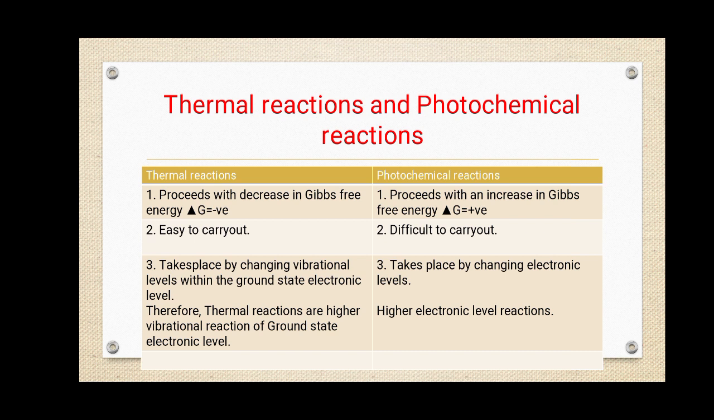So in the first point of thermal reaction, every reaction needs energy, and we have studied from our school level that the energy is related to spontaneous reactions, and here the main point is Gibbs free energy. The thermal reactions proceed with a decrease in Gibbs free energy, that is delta G is negative, that we know already. But what about photochemical reactions? It proceeds with an increase in Gibbs free energy, that is delta G is positive, which is a surprising factor.